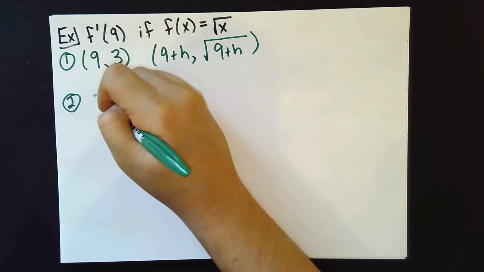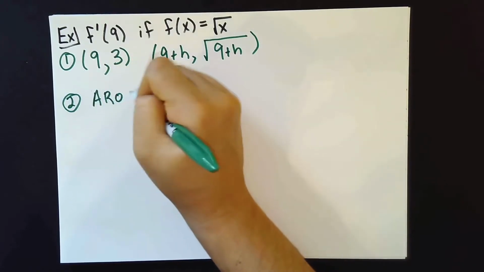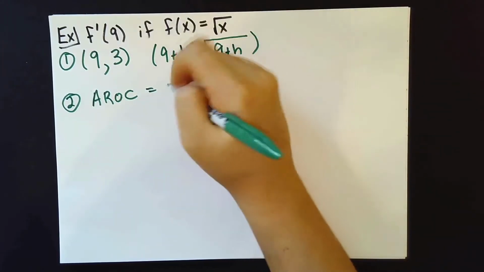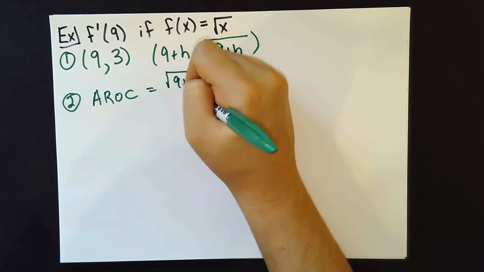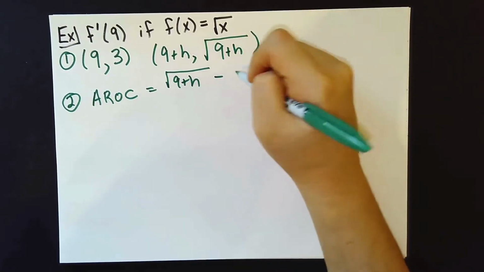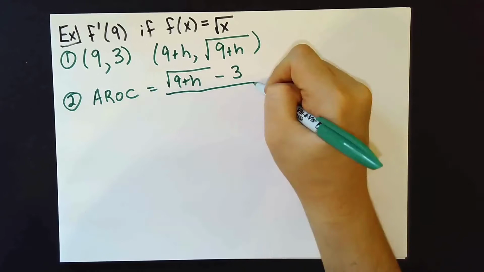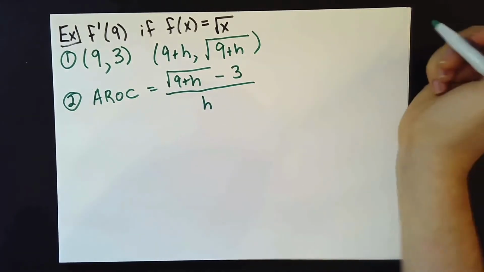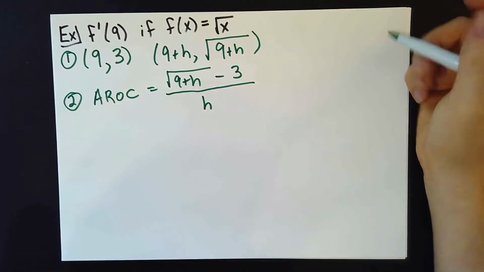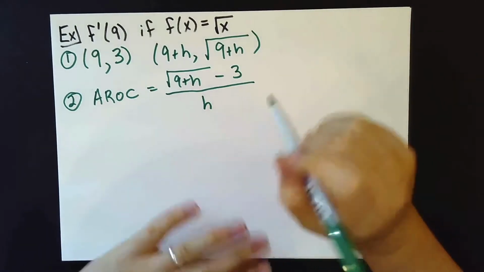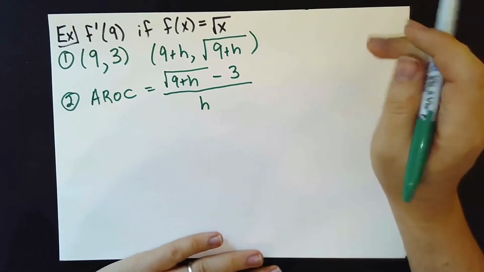Okay, we're then going to write down the average rate of change between these things, which is going to be the square root of 9 plus h minus 3 divided by h, which is 9 plus h minus 9.